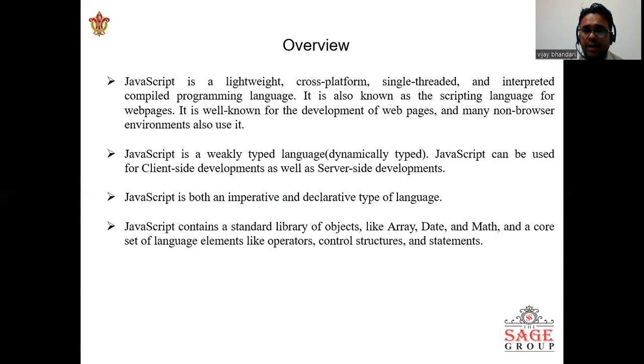collaborations between multiple computers. Inside a host environment, for example a web browser, JavaScript can be connected to the objects of its environment to provide programmatic control over them. So we can say JavaScript contains a standard library of objects, for example array, date, math, and a core set of language elements such as operators, control structures, and statements. It can be extended for a variety of purposes by supplementing it with additional objects.